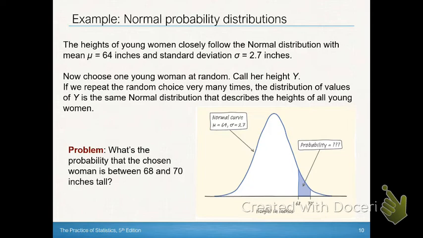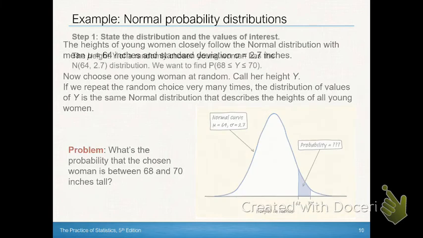So let's take a look at this example. In this example, we're working with the normal model. We know that the heights of women are normally distributed with a mean of 64 inches and a standard deviation of 2.7 inches, and we want to find the probability that if we pick one of these young women at random, that they're going to be somewhere between 68 and 70 inches tall. So just like we did in chapter 2, we would label our normal curve with the mean and the standard deviation. We'd shade in the area that we were looking for.